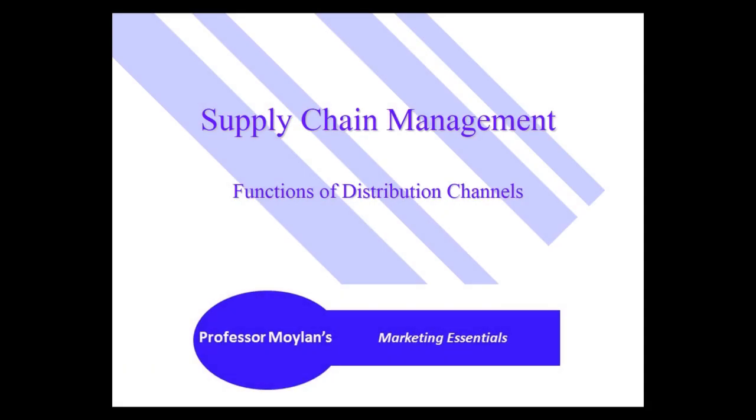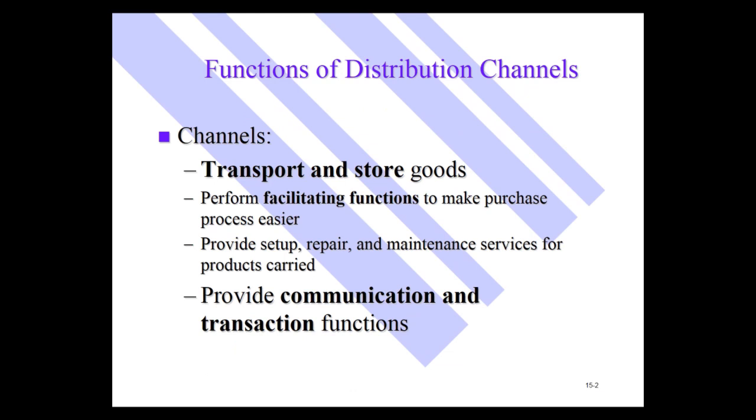In supply chain management, we have channel partners, and those channel partners perform some different functions. One of the major functions, of course, that channel partners provide is to transport and store goods, but they may also perform facilitating functions to make the purchase process easier, provide setup, repair, and maintenance service for the products that are carried, and oftentimes provide communication and transaction functions. Probably the two most important functions are transport and store goods and provide communication and transaction functions.